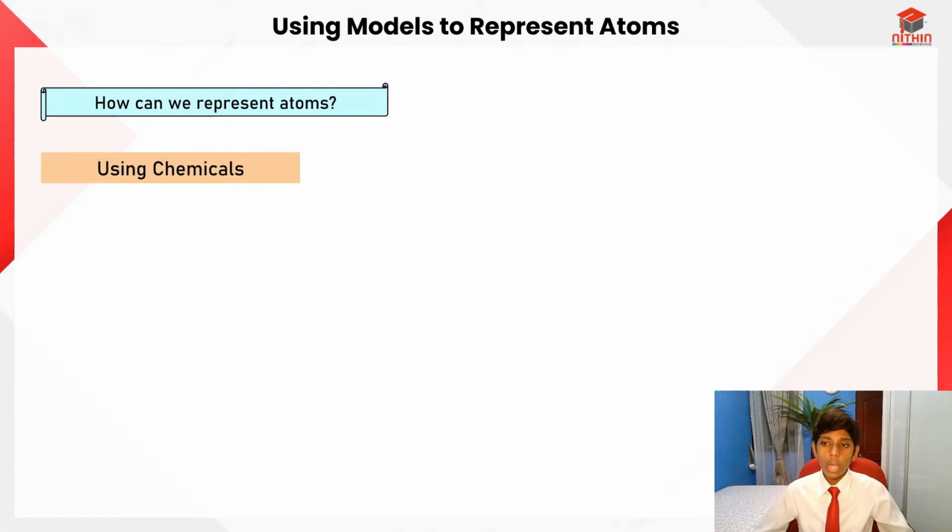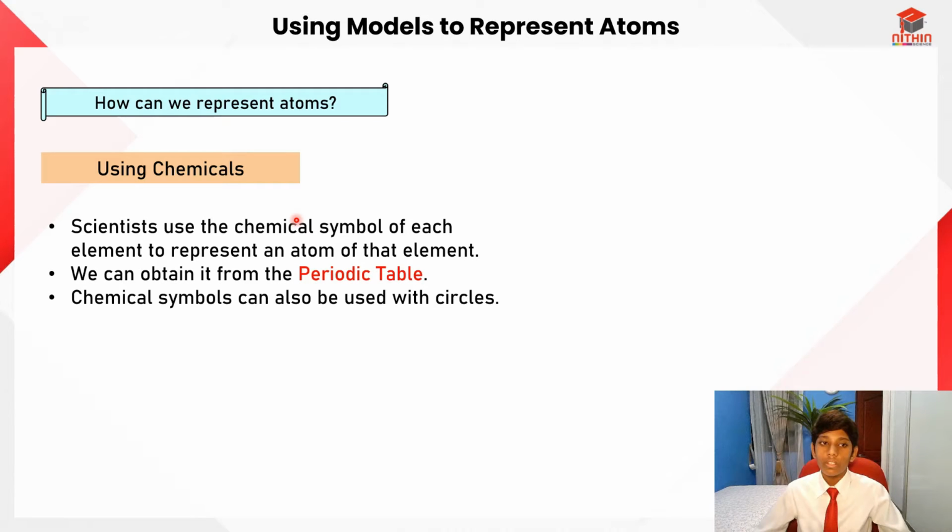Okay, so how else can we represent atoms is by using chemical symbols. Scientists actually use the chemical symbol of each element to represent an atom of that element. So we can obtain it from the periodic table. Basically, hydrogen is represented by the chemical symbol H, sodium is represented with the chemical symbol Na, nitrogen is represented with N, oxygen O, carbon C. So I think you understand what I'm trying to say here.